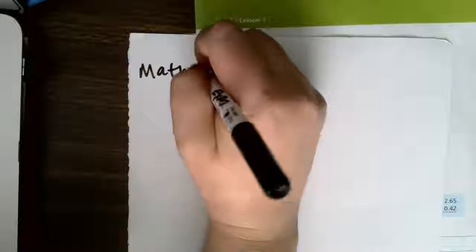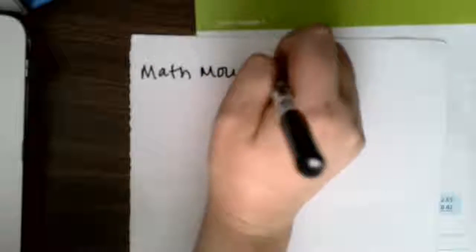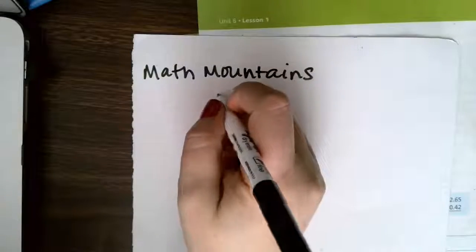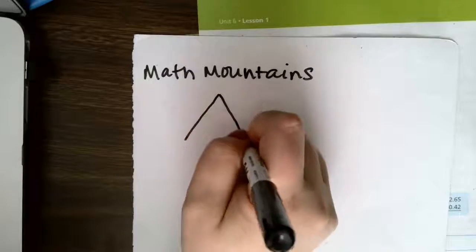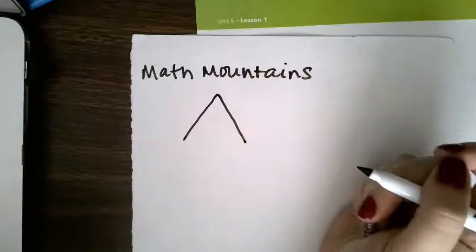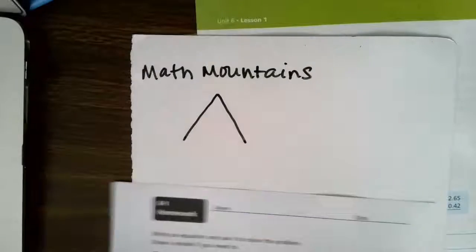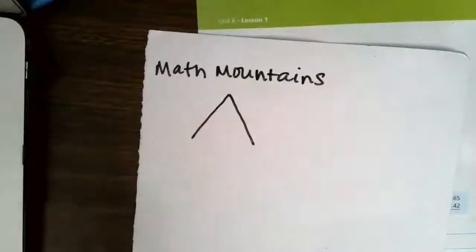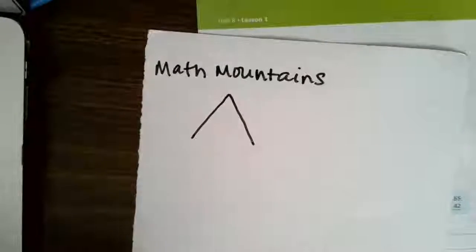So, one of the first ways we can handle this is called math mountains. Math mountains are also called break-apart diagrams. But I like to use the mountain because it ends up looking like a mountain. Now, using a word problem like this one, I need to really identify the numbers that I know and the numbers I don't know.